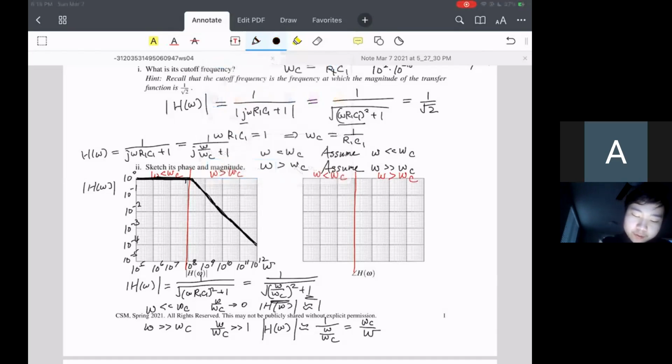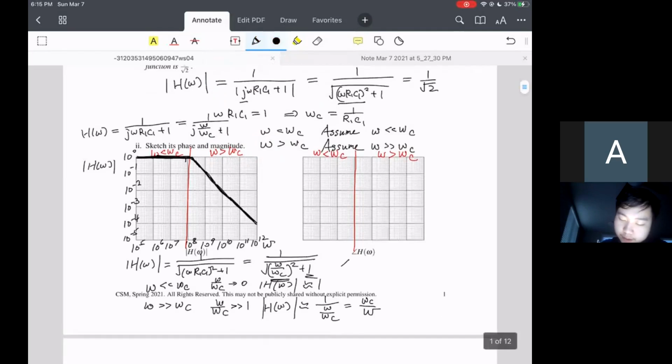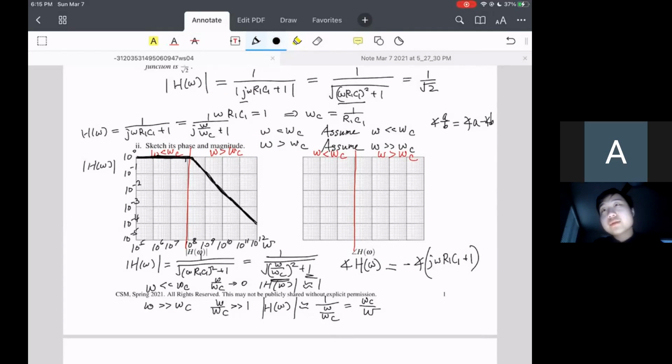Okay. So I should write it down: the angle of H of omega, the phase of the transfer function, is equal to negative the phase of j omega R1 C1 plus 1. The reason behind that is that the angle of a quotient is equal to the difference between their corresponding angles, phases.